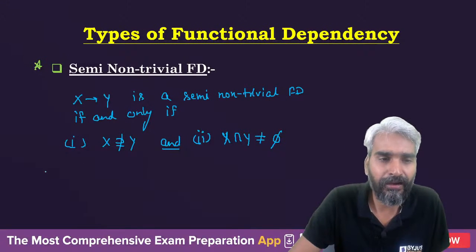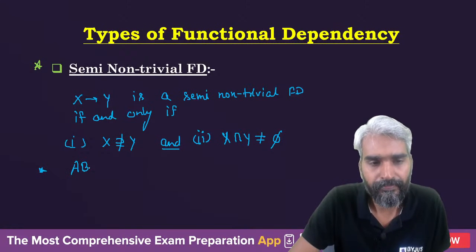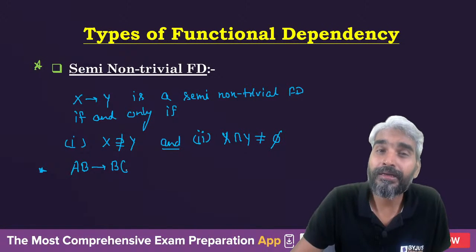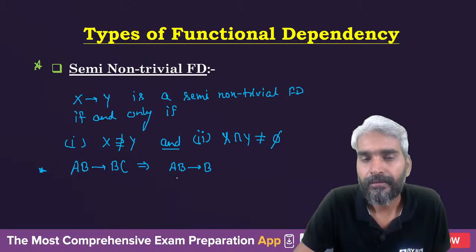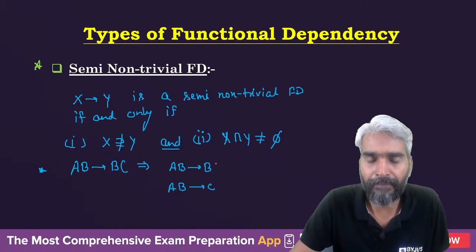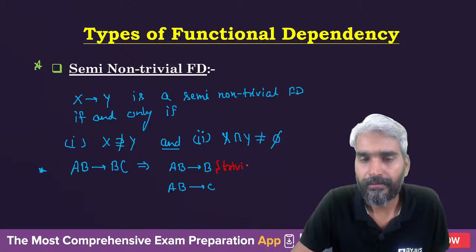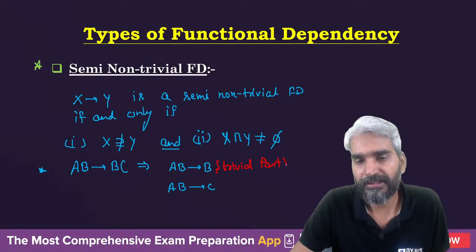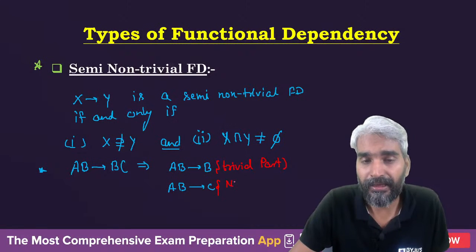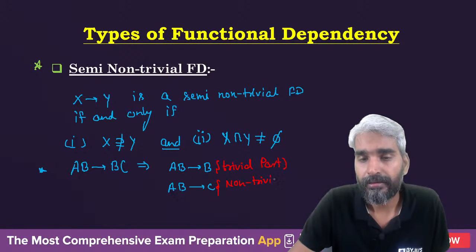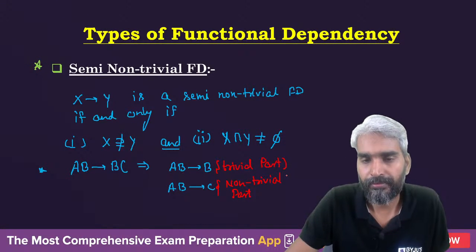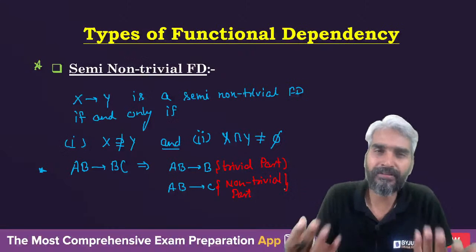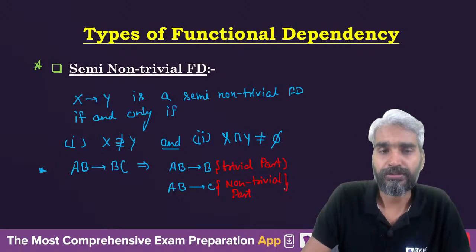So, let's see. If I have an FD AB implies BC, then I know that by the splitting rule, I can divide it into two parts: AB implies B and AB implies C. This AB implies B is the trivial part of this FD, and this AB implies C is a non-trivial part. I hope you understood why we call it semi-non-trivial. Because it consists of a non-trivial portion, but along with that it also consists of some trivial portion. So this is it.